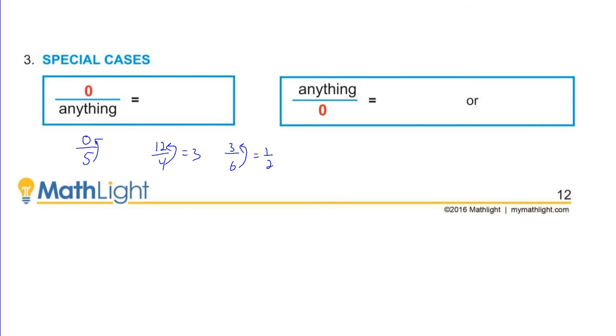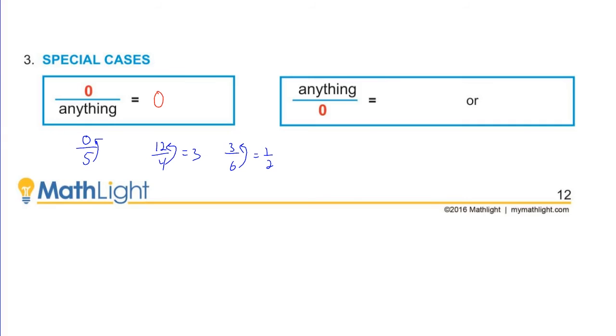How many 5s fit into 0? And the answer is none. 0 divided by anything is 0. 0 divided by 7, 0. 0 divided by -2, 0. 0 divided by the square root of 37, 0. 0 divided by any real number except for 0.